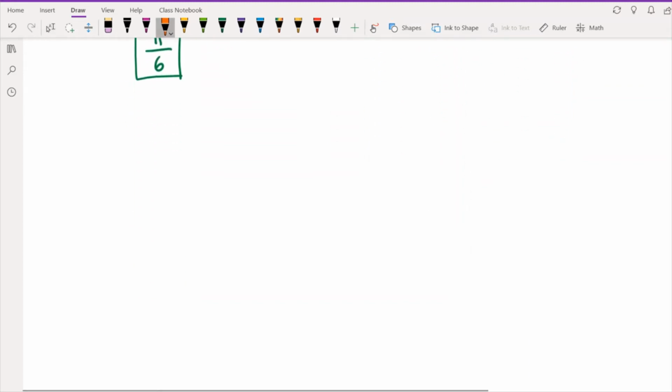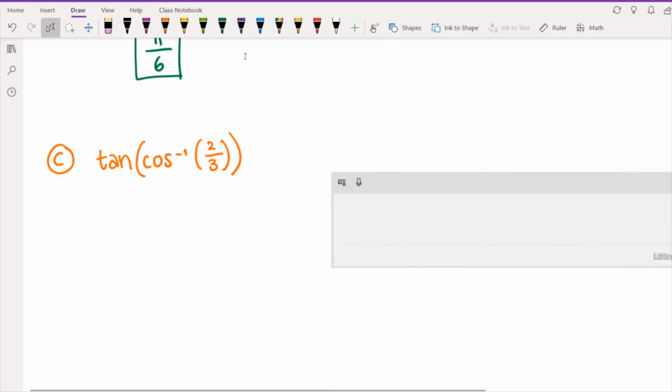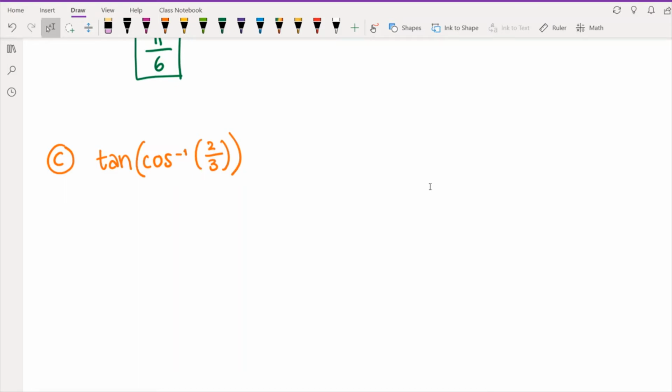Okay, so next one. This next one is asking us to find tangent of inverse cosine of 2/3. So there's a couple of different ways to do this. You could do it on the unit circle, and then you could also do it with a right triangle, and you're going to get the same answer either way. So maybe I'll show you both ways. Personally, I think the right triangle way is easier, so maybe let's do that first, and then I'll show you how you would get the exact same answer if you use the unit circle.